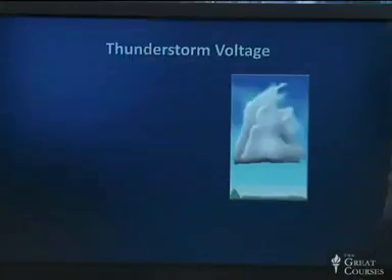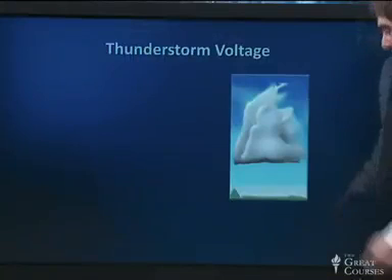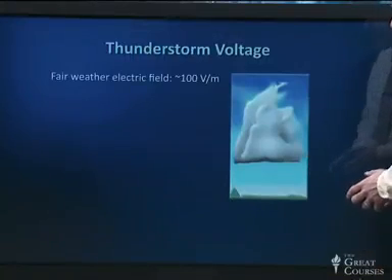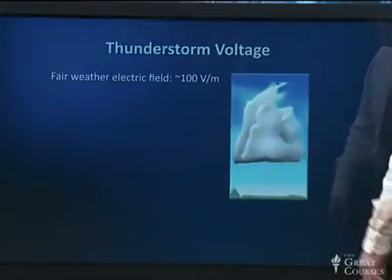Very simple example. We can talk about thunderstorms. We're going to talk about the voltage that develops as a result of thunderstorms. Now, it so happens that even in fair weather, there is an electric field in normal fair weather air of about 100 volts per meter. That means between my two hands, a meter apart, there's a voltage of about 100 volts.